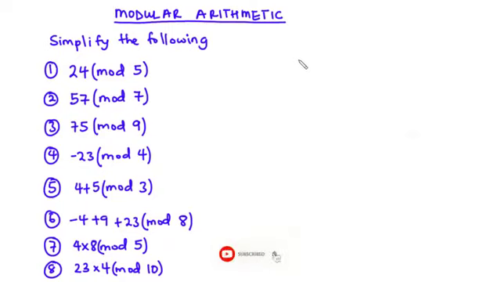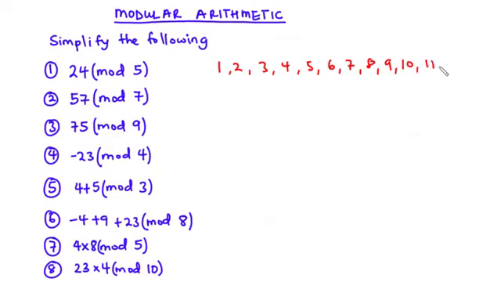Now the best way to introduce modulo arithmetic is to consider the face of a clock. In this video, we are going to consider the 12-hour clock. Now you realize that the 12-hour clock goes from 1, 2, 3, 4, 5, 6, 7, 8, 9, 10, 11, and 12. So that is for the 12-hour clock.